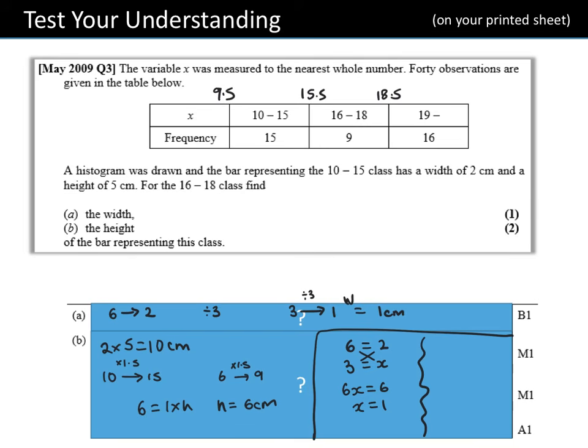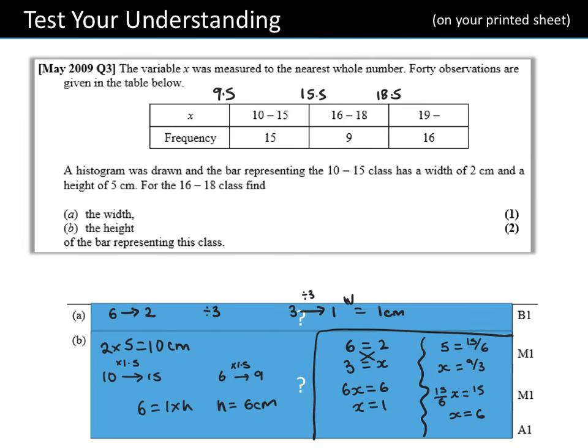Okay, so our height is 5 equals our frequency density. Is that 15 over 6? And our height for the second one is going to be 9 over 3. So I'm going to have 15 over 6x equals 15. So therefore x equals 6.